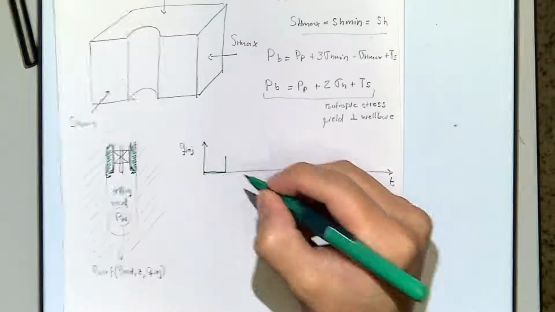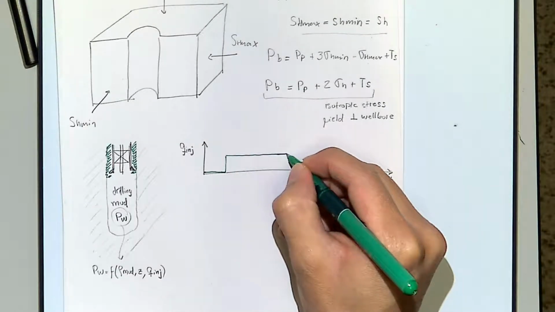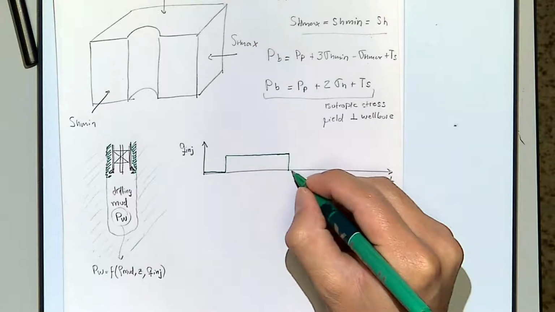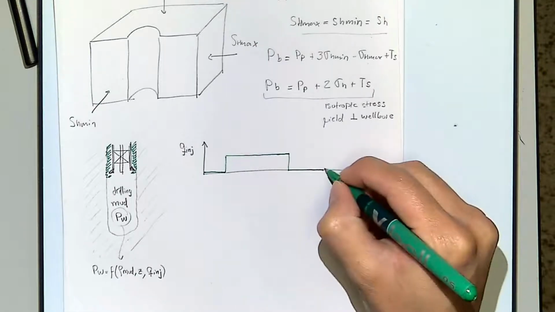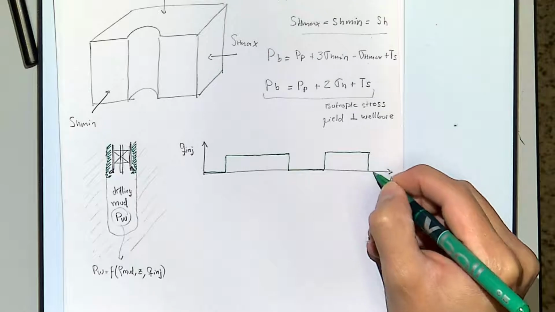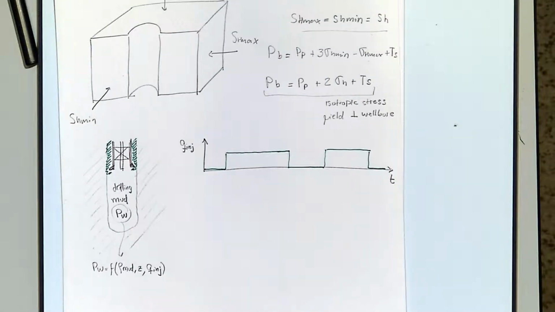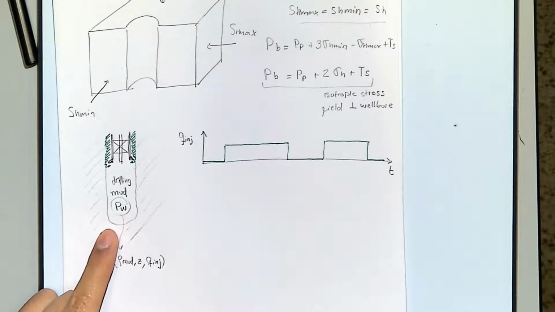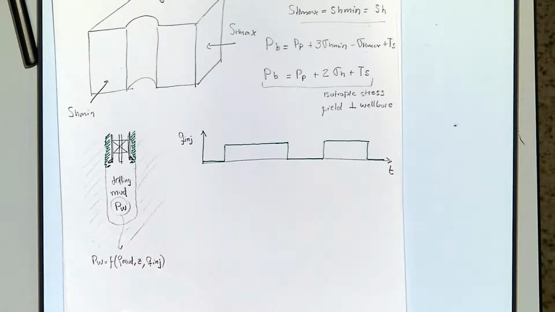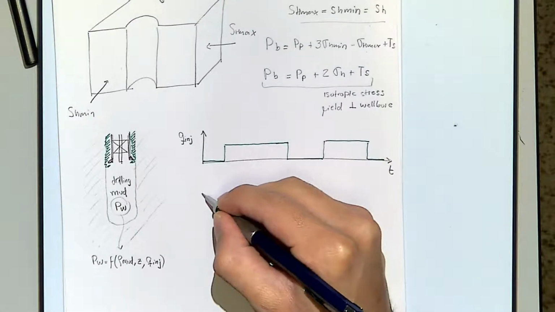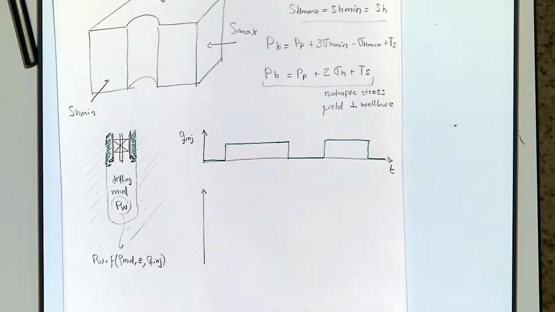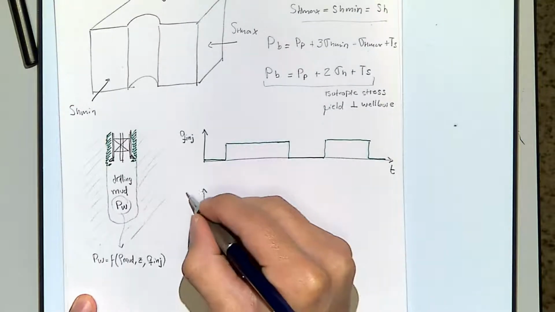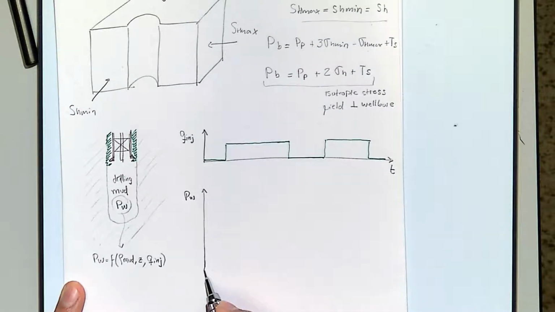At some point I'm going to start injecting at a constant rate, then I'm going to stop, and I'm going to inject again, and I'm going to stop. My objective is to understand what is going to be the signature of the pressure in the wellbore. So if you were to measure this pressure, which is often done, what would be the signature of that? All right. So in order to do that, we're going to make a plot here of PW as a function of time too.